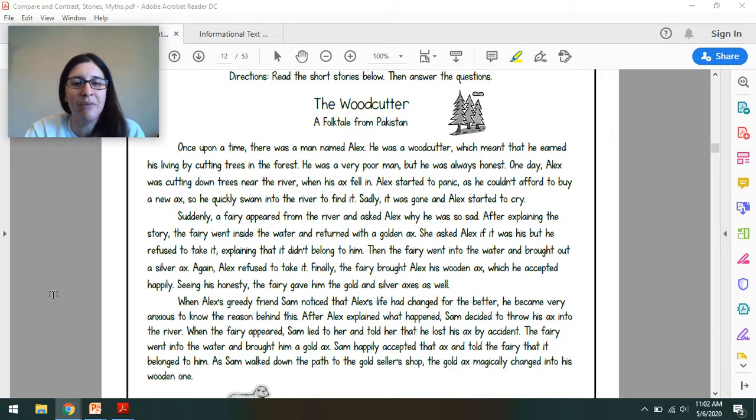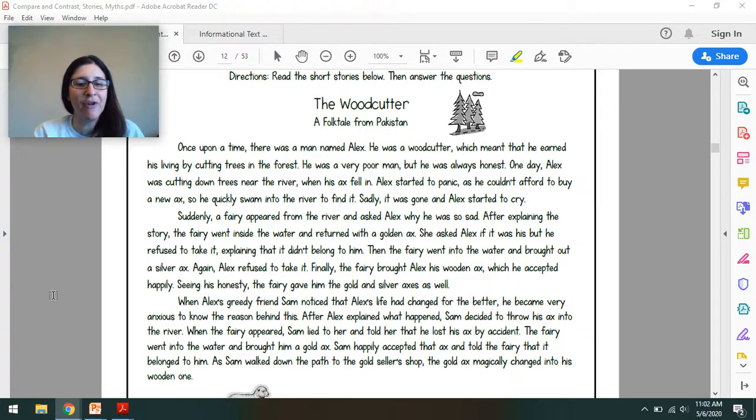Suddenly, a fairy appeared from the river and asked Alex why he was so sad. After explaining the story, the fairy went inside the water and returned with a golden axe. She asked Alex if it was his, but he refused to take it, explaining that it didn't belong to him. Then the fairy went into the water and brought out a silver axe. Again, Alex refused to take it. Finally, the fairy brought Alex his wooden axe, which he accepted happily. Seeing his honesty, the fairy gave him the gold and silver axes as well.